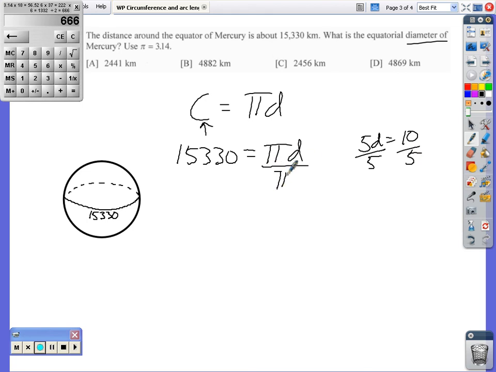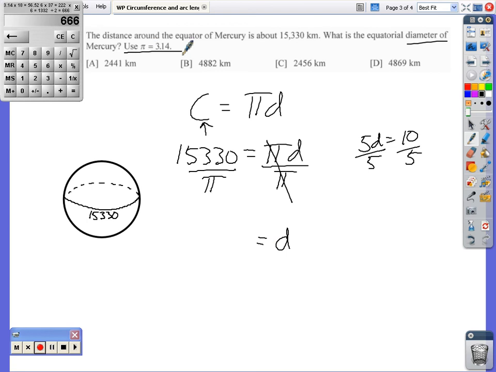So we're going to divide by pi, which seems a little strange because it's a Greek symbol, but pi divided by pi, they cancel each other out, because anything divided by itself is 1, so it's just 1d or just plain d. So diameter, we got that by itself. Now we just need to do this in the calculator.